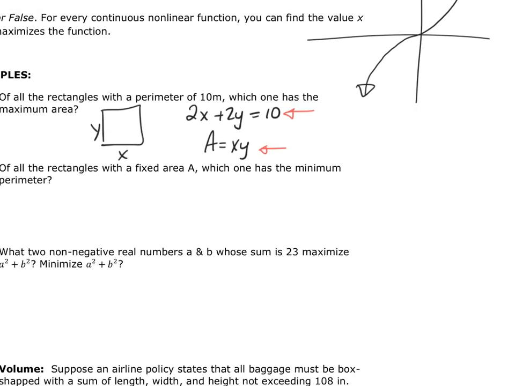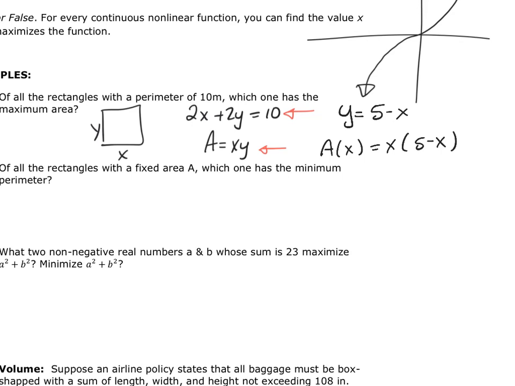So I'm going to take this constraint and solve for x or y. What do you want to solve for? Y. So y is equal to 5 minus x. So I bring the 2x to the other side and divide everything by 2. So how are we so far? Okay, now I'm going to plug that into my other equation, because that's the one I want to maximize. And so I've got A of x is equal to x times (5 minus x).